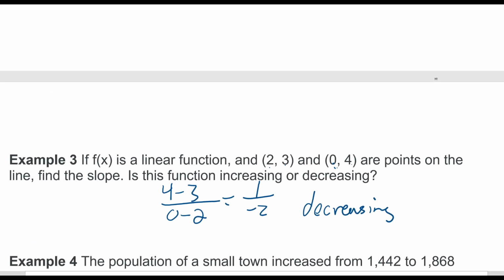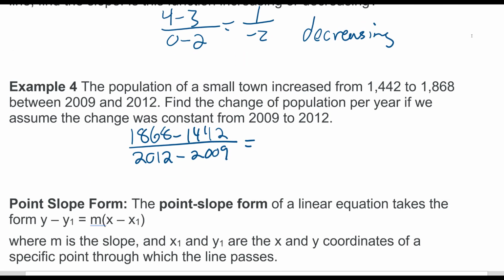So let's use our calculator here. So we have 1868 minus 1442. I'm not going to do that in my head. I get 426. That's correct. Okay. Over 3. So that's 142 people per year.